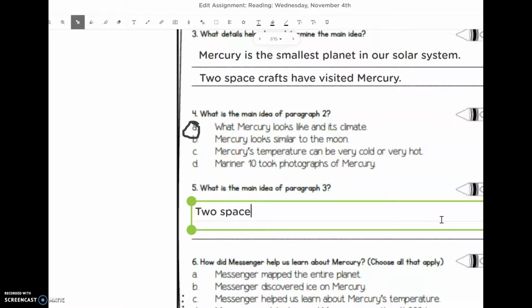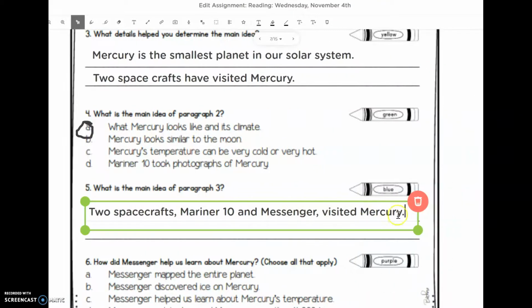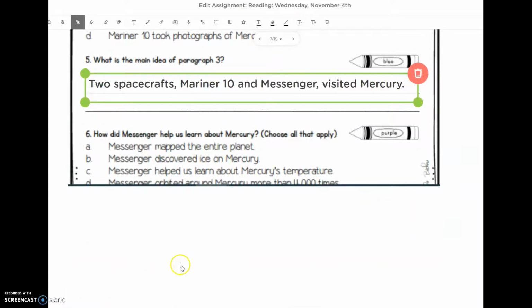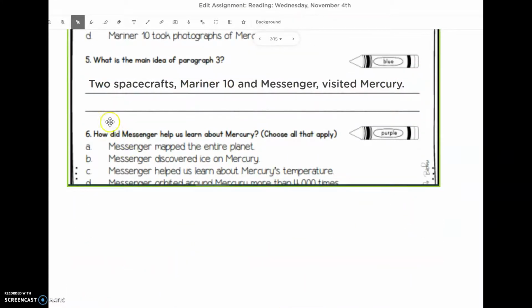Two spacecrafts, Mariner 10 and Messenger, visited Mercury. Now you can pause the video if you need to copy that out. And we will finish with number 6. How did Messenger help us learn about Mercury?